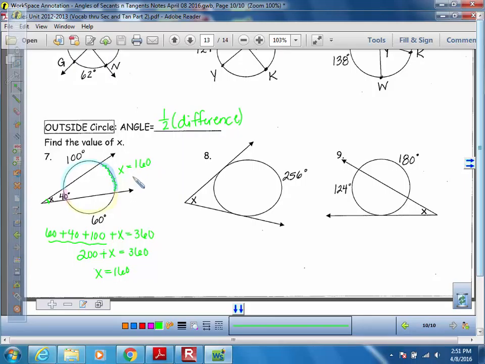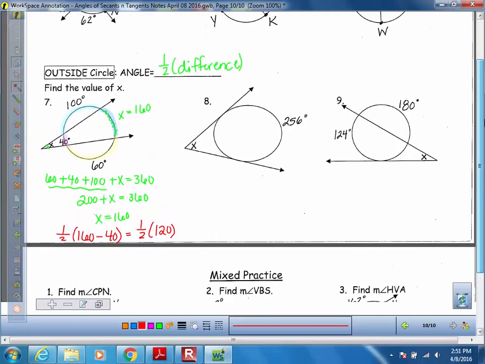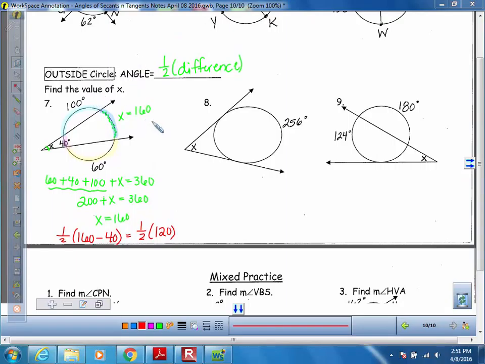And then my formula is going to be 1/2 of the bigger arc, which is 160, minus the smaller arc, which is 40. So that's 1/2 of 120, and half of 120 is 60. So x equals 60 degrees. Okay, we're going to do one more of those, and then I will let you know what your homework is.